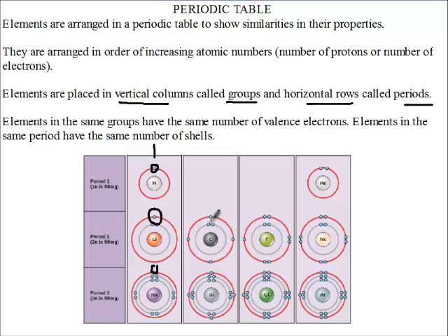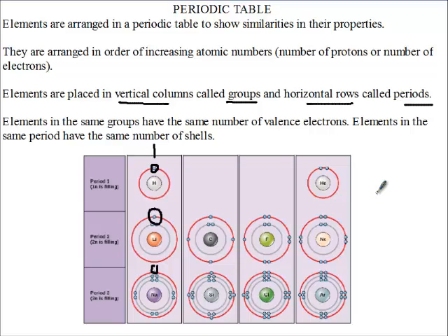When we go to the next one, we have 1, 2, 3, 4. We have 1, 2, 3, 4, 5, 6, 7. The same applies to this. So elements in the same group have the same number of valence electrons.